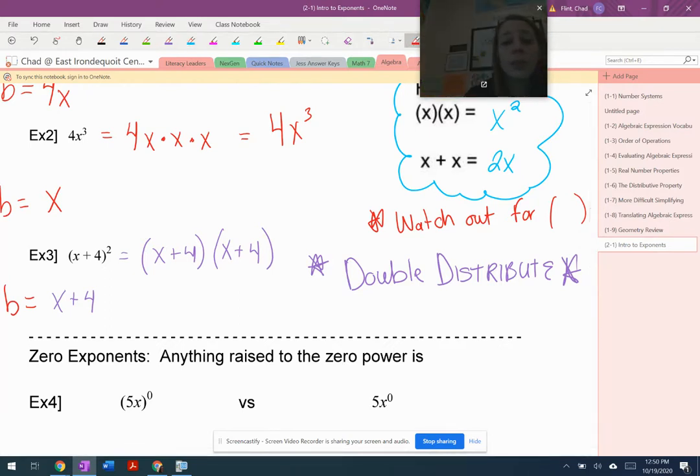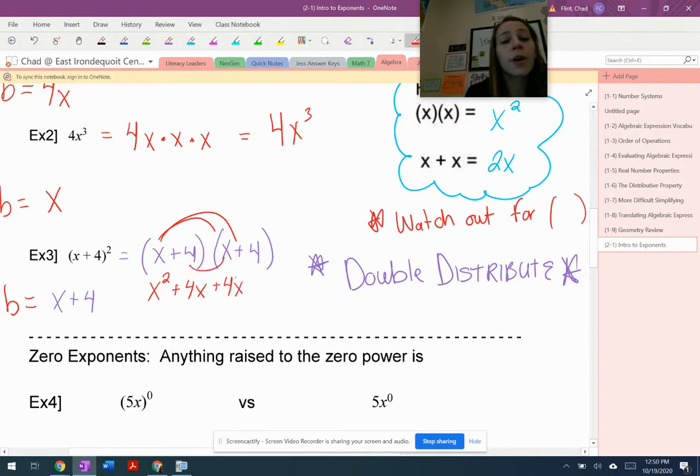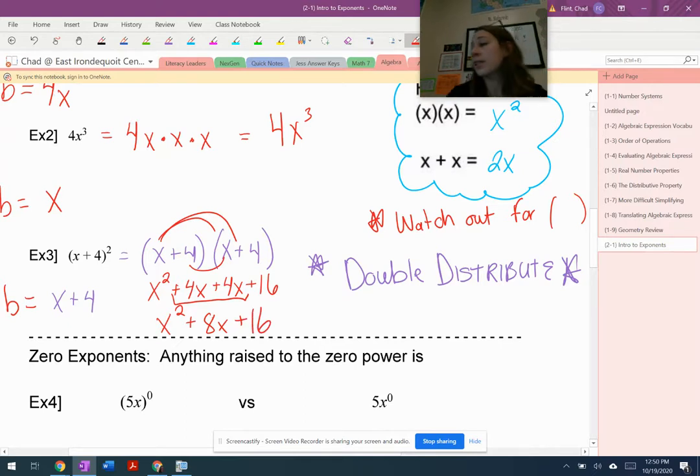So doing that double distribution, x times the x gives me my x squared. X times 4 is plus 4x. X times another 4 is plus 4x. And 4 times the 4 gives me that plus 16. Take one final step, combine your like terms. 4x plus 4x gives me a positive 8x, and just carry down that plus 16 from over there.